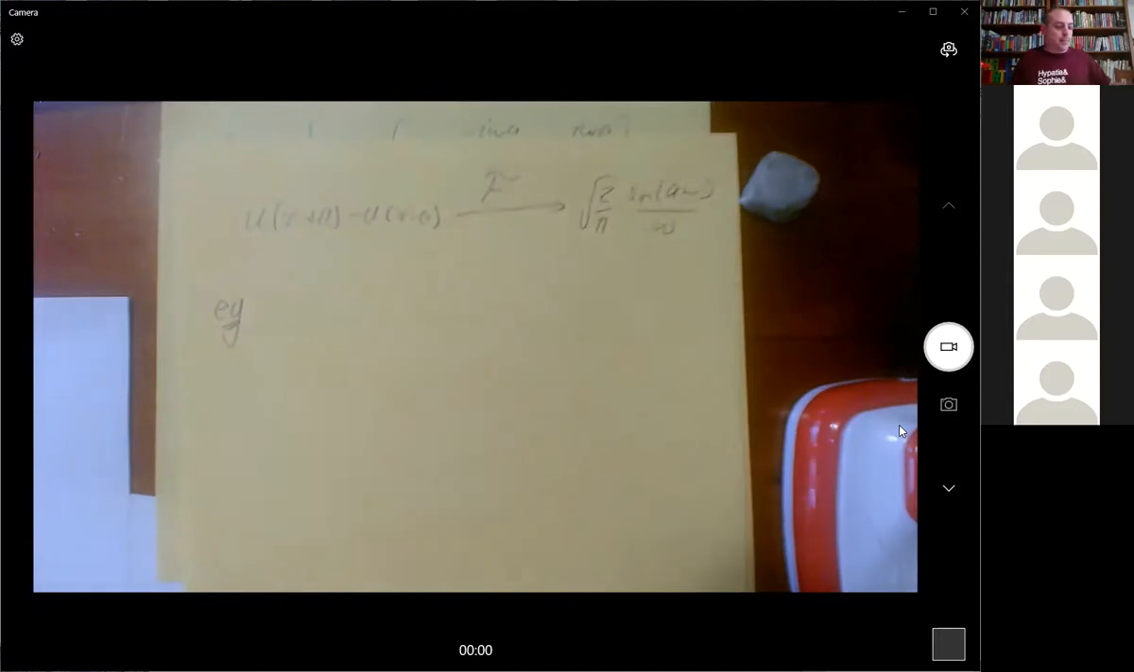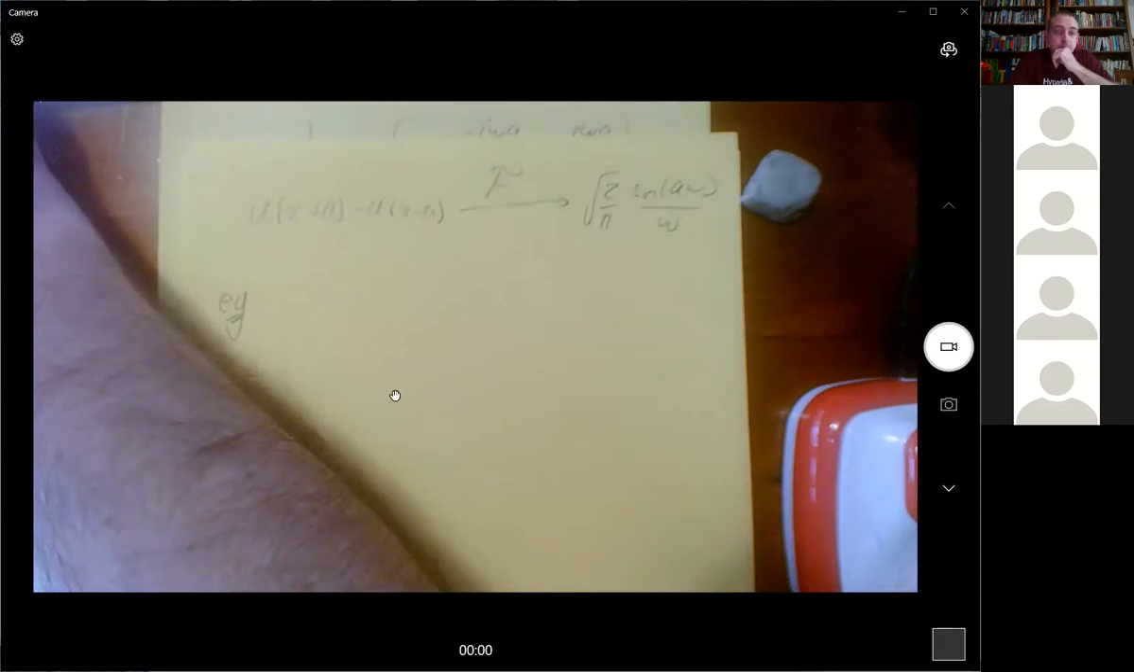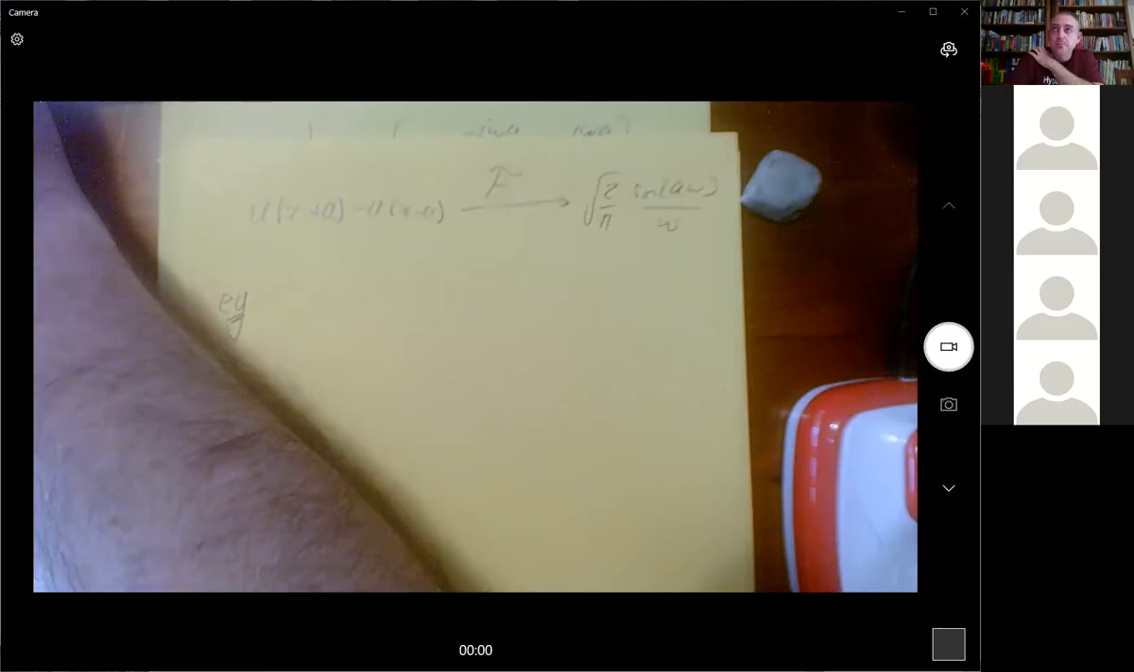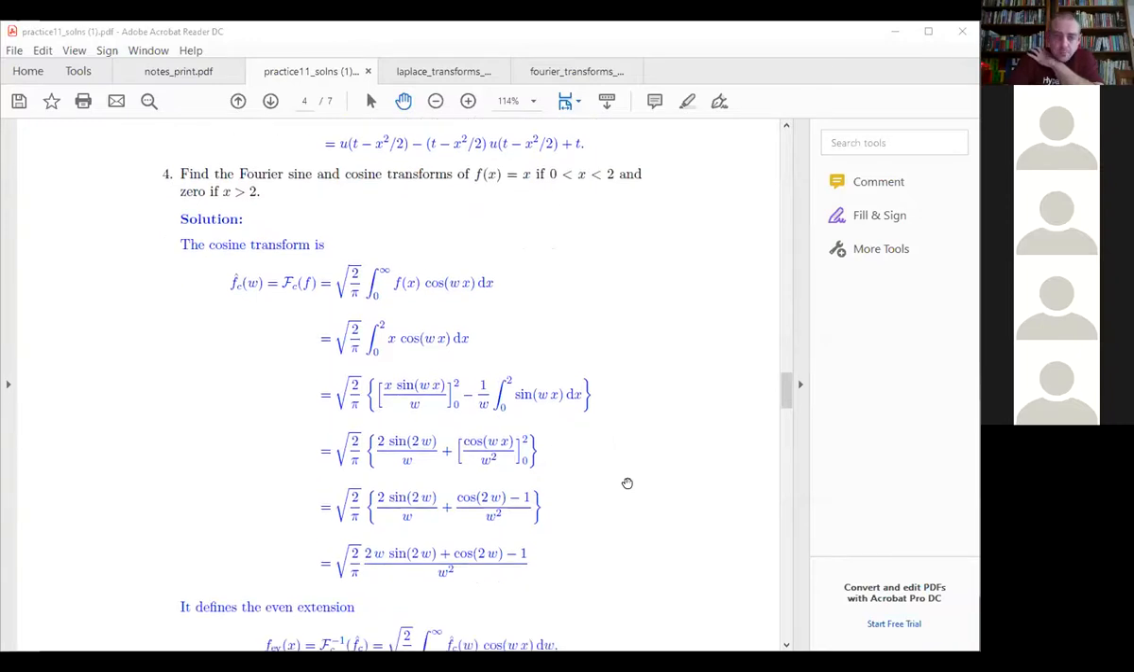Okay, let me see if I can find an example of using this for something. Just give me a sec. I want to share something. These are some practice solutions.